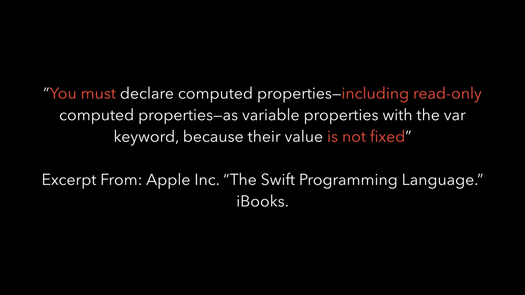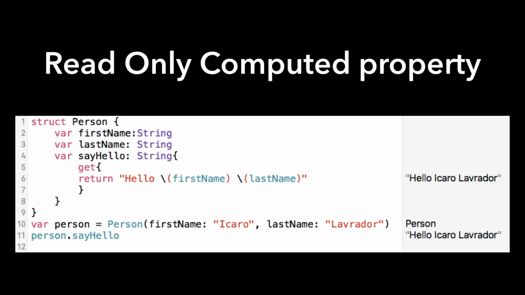It doesn't matter which computed property you're declaring, you are always going to use the keyword var in front of it. I'm going to show you when we go into the examples, but that's a must. It is always var, it's never a let. So let's look at an example here.